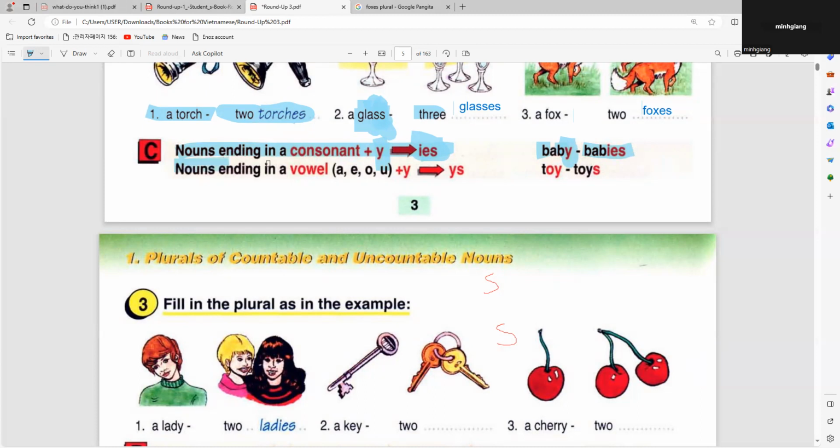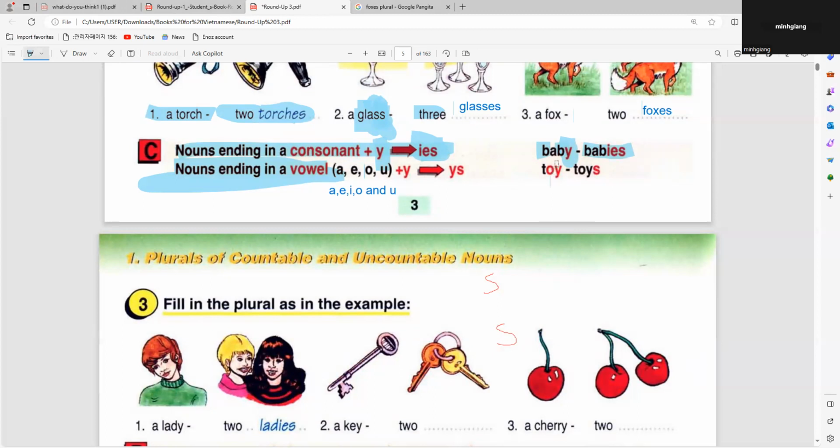Okay, next. Nouns ending in a vowel. Teacher, what is a vowel? Actually, we have five vowel letters. Please read our five letters. A, E, I, O, U. Yes, the last letter is U.